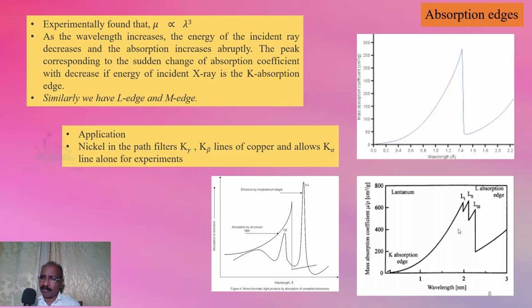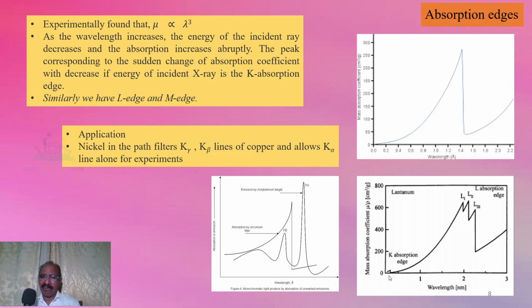And if you see the bottom graph, once again it reaches a particular point at which the energy is enough to knock down the L orbital electron, the 2s electron, and once again the absorption coefficient decreases. And this is called the L absorption edge. The first one is called the K absorption edge. Therefore, as the wavelength increases, the absorption coefficient goes like this. And we have K absorption edge, L absorption edge. Similarly, we will have M absorption edge also.